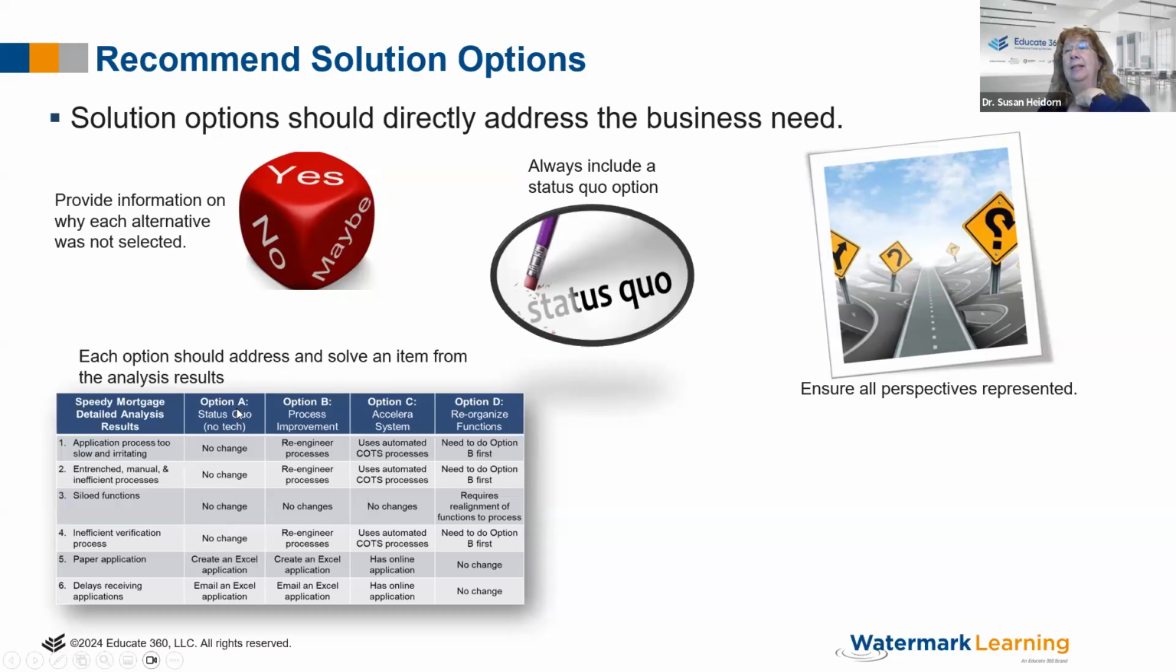And then you analyze them. So we have option A, B, C, or D, and based on what the problems were that we thought were root cause, application processes slow and irritating, entrenched, inefficient processes, silo functions. And then you compare. It's like, okay, how does option A, status quo, help that?